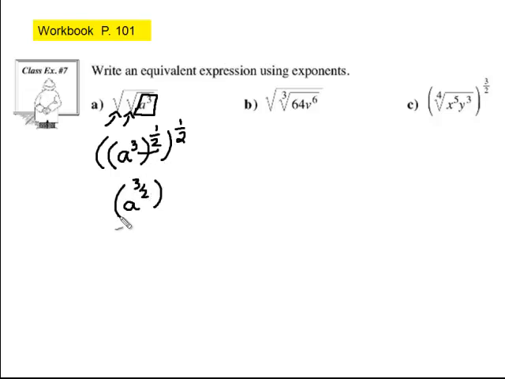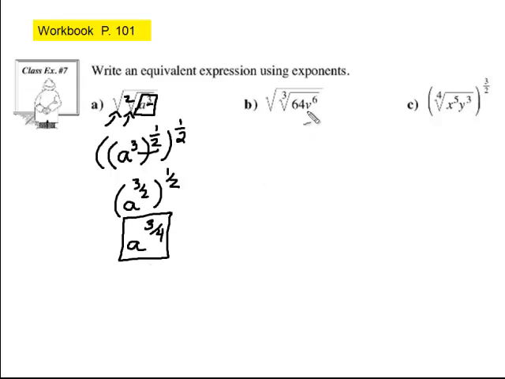So as I work that out, I've got 3/2, which you may have seen to start with the 3 here and the square root there. And then 1/2 from the second radical sign. So I end up with a to the 3 over 4, a to the 3/4.